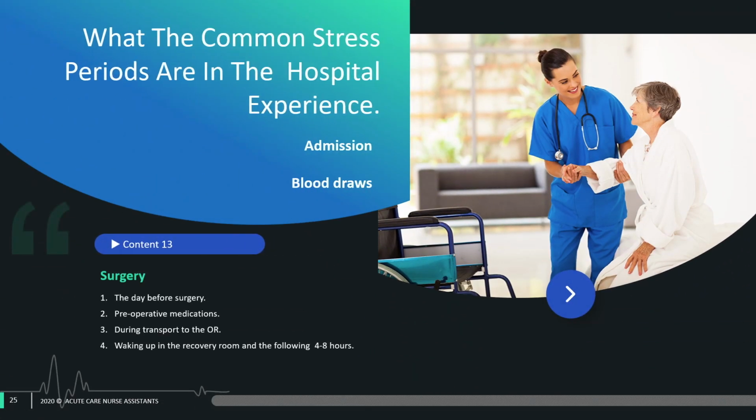Content 13. What the common stress periods are in the hospital experience. Admission, blood draws. Surgery, the day before surgery. Preoperative medications. During transport to the OR. And waking up in the recovery room and the following 4 to 8 hours.